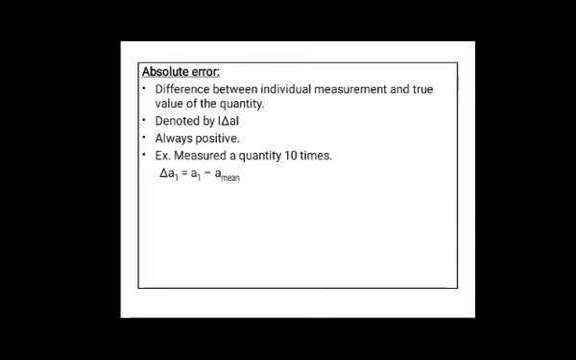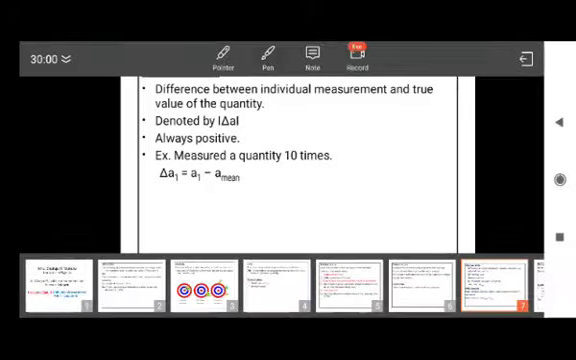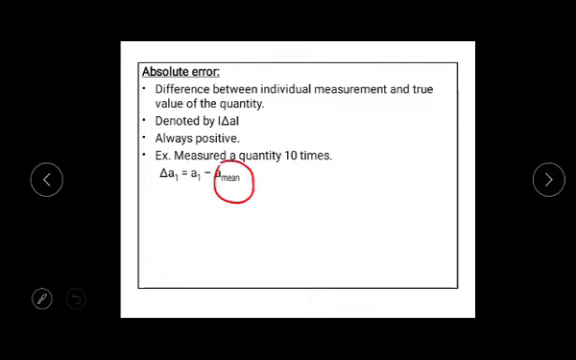Now here one example I have written. Say you have measured a quantity 10 times. Means 10 readings you have taken. In that you want to find out the absolute error. So how to find absolute error? Delta A1. A1 is for the first value. Delta A1 is equal to A1 minus A mean. What is this A mean now? This A mean is nothing but the true value. So how to calculate the true value? Average of all the values.